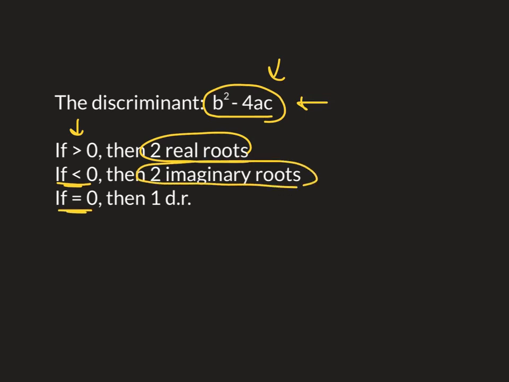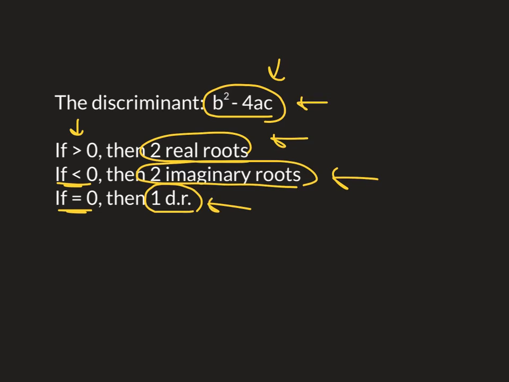If it equals 0, if you get 0 inside the radical, you're going to get 1 DR. Don't forget what DR stands for, double root. You're going to get the same answer twice. You need to write that down, make sure you have that. If it's positive, you get 2 real ones. That's what happened on our first slide today. If it's negative, you get 2 imaginary. That's what we got on our second slide today.